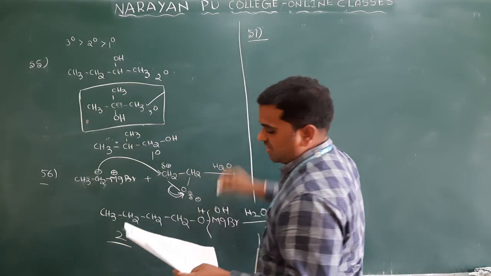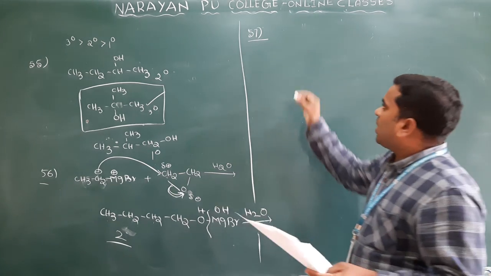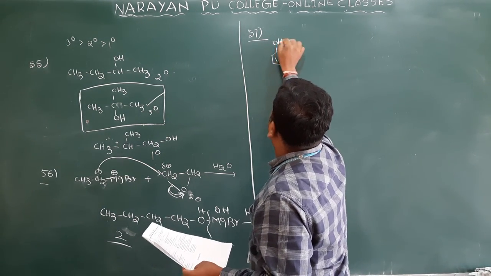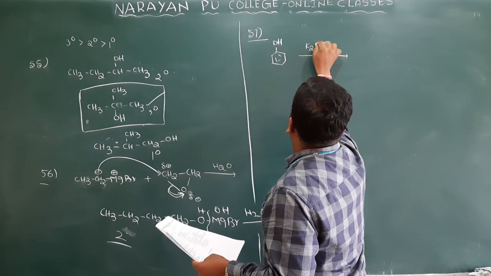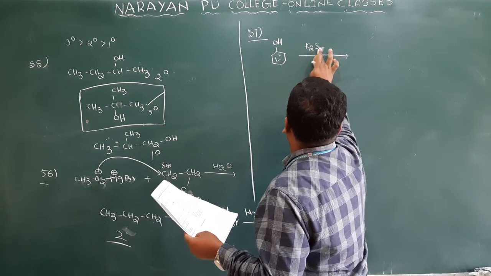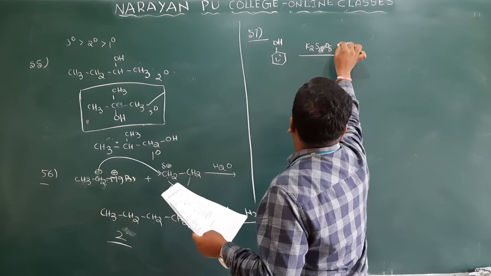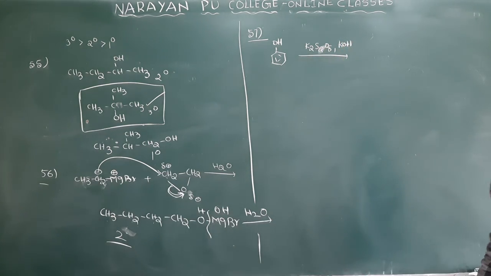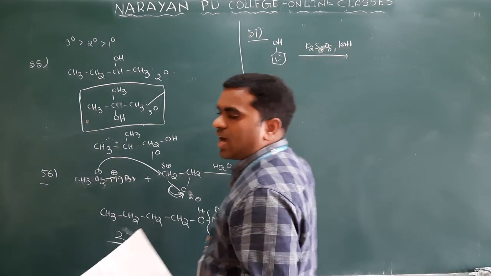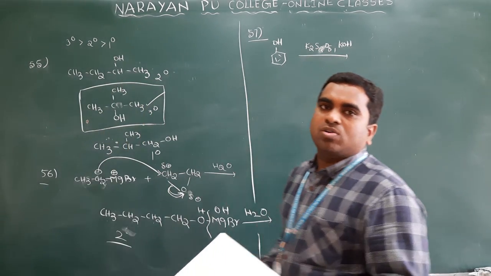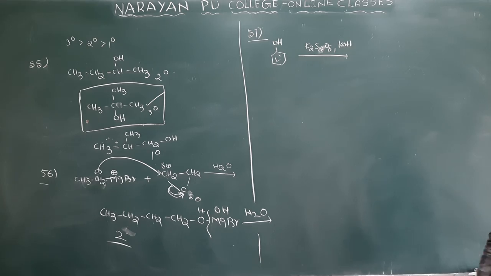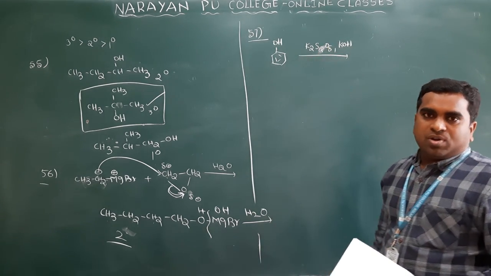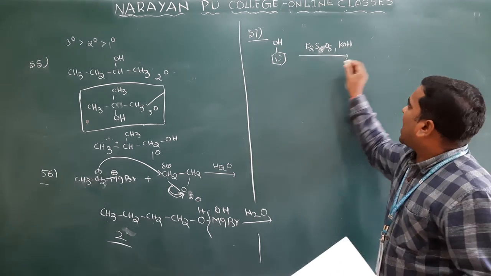And question number 57. Phenol reacts with K2S2O8 in the presence of OH. Clear? This compound is a peroxo compound, potassium peroxodisulfate. Clear? So that's why, what is the option here?